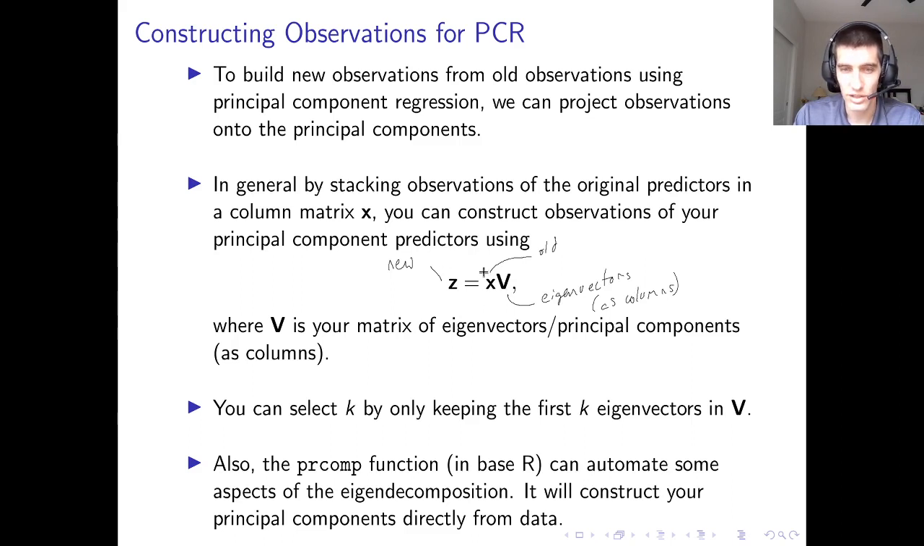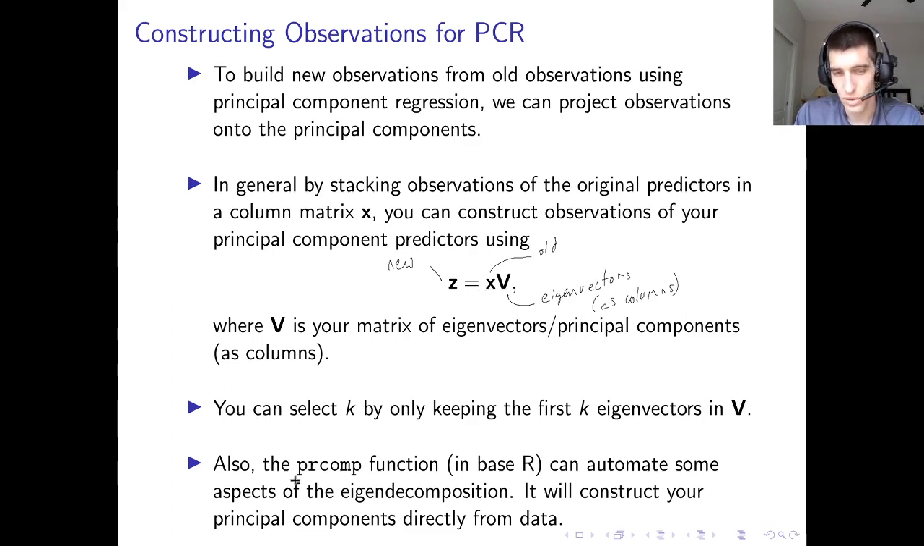You can then select the V's. If you only want a certain number of eigenvectors, you can just keep a certain number of columns. So this is just projecting X onto these various eigenvectors. You select the number of columns that you want to keep, do this projection, and you'll come up with Z, which will have however many columns you kept in V.